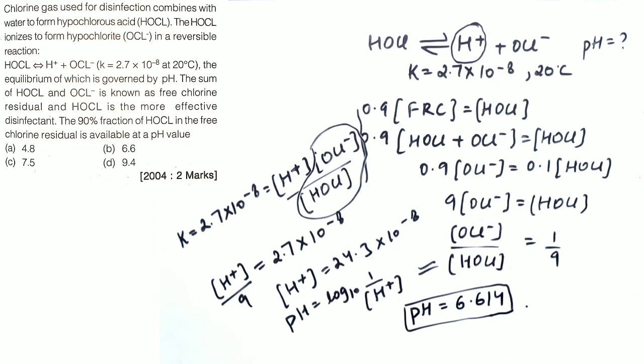Suppose in the question it would have asked you to calculate the value of pOH. Then pOH can be calculated as 14 minus pH. So by subtracting this value from 14, you can obtain the value of pOH. So this is all about the numericals on chlorination, that is a subtopic of water treatment.